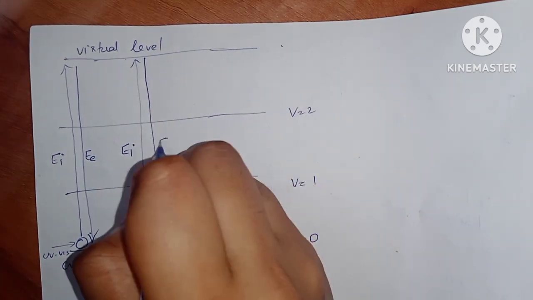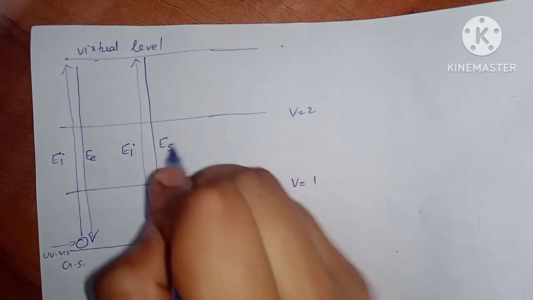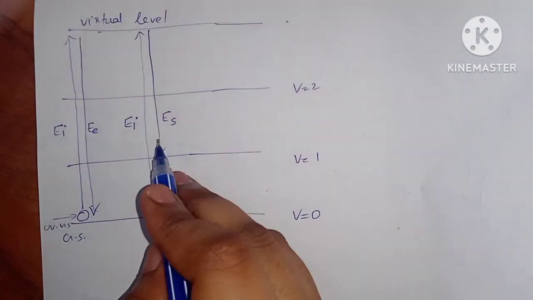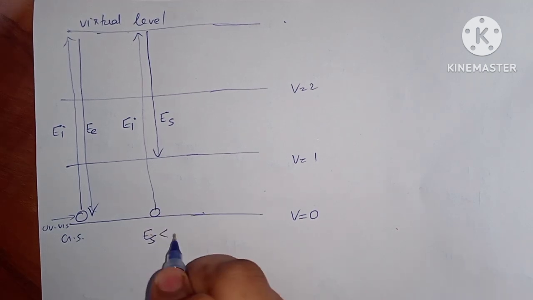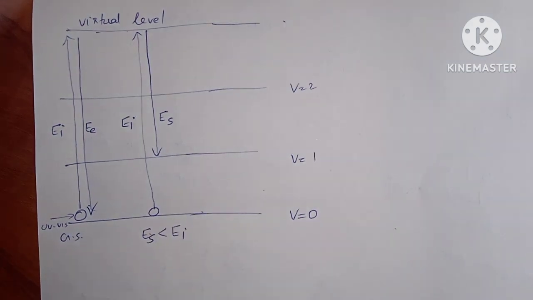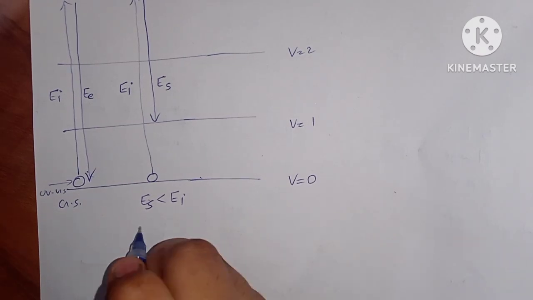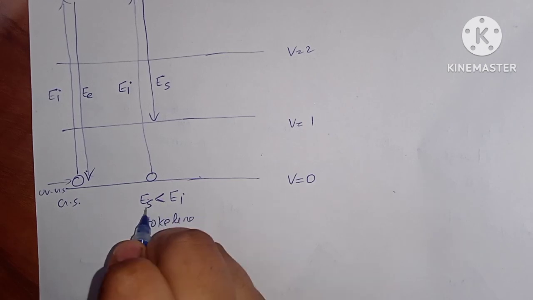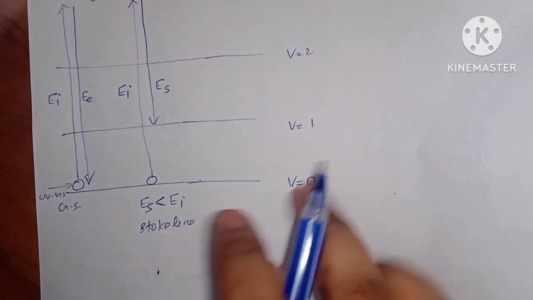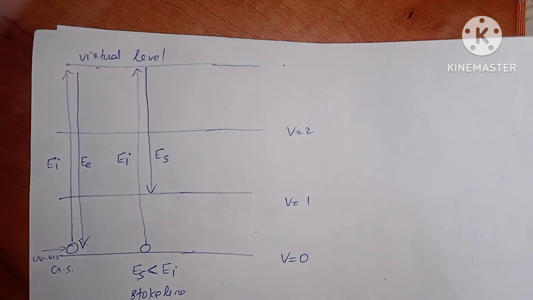So this is the energy of emitted or scattered radiation. Here we are seeing that the energy of the scattered ray is smaller than the energy of the incident radiation. This is the condition which results in Stokes lines. Smaller the energy of the scattered radiation, Stokes lines. So how are anti-Stokes lines formed?